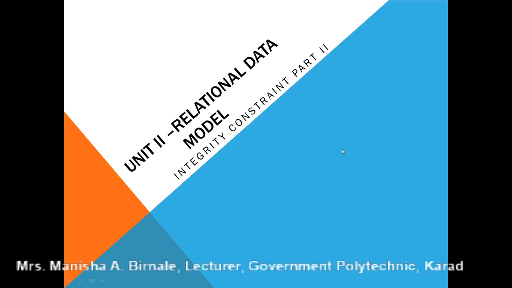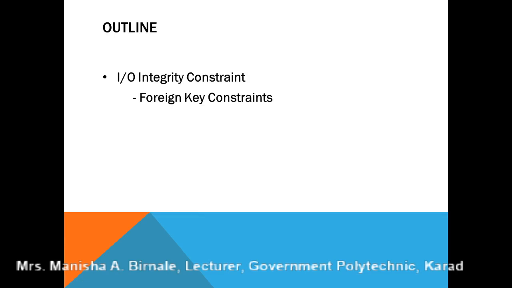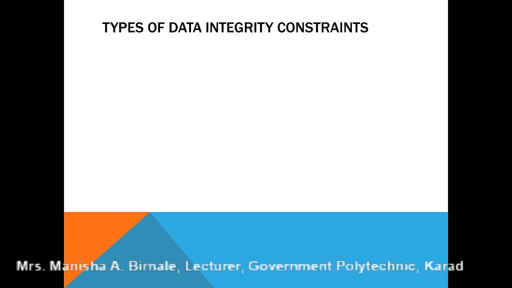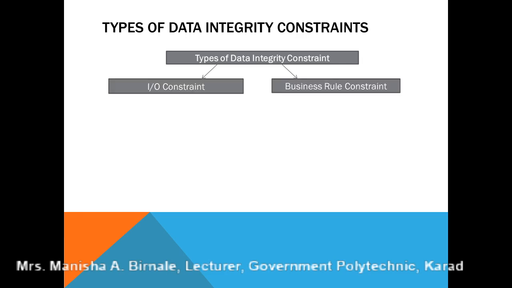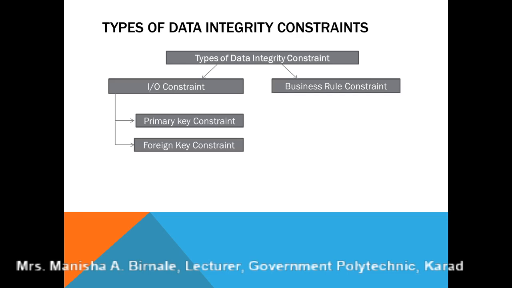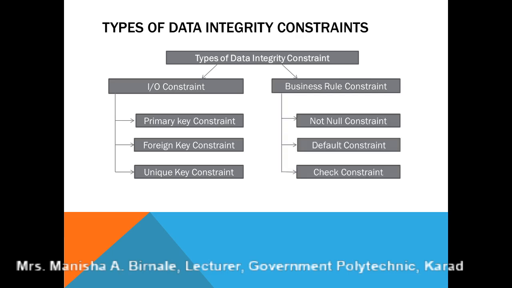Today's topic is IO constraints and we are going to see foreign key constraints. In previous lecture we have seen the types of data integrity constraint. There are two types, IO constraint and business rule constraint. From IO constraints we have seen primary key constraint and unique key constraint in last lecture. And today we are going to discuss the remaining IO constraint, and that is a foreign key constraint.